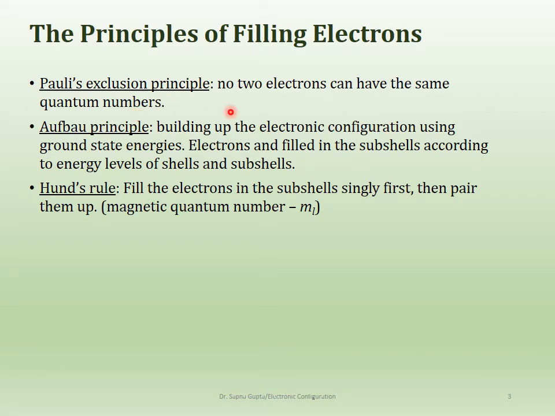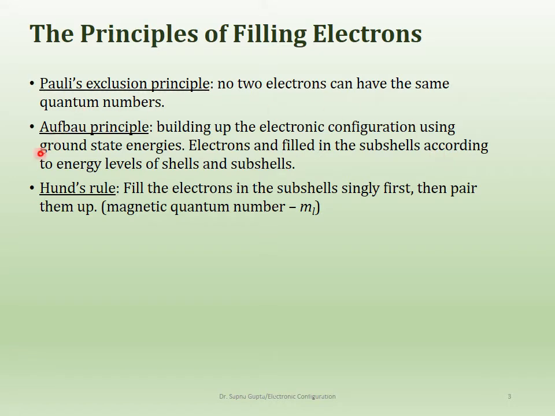Then there is the Aufbau principle, which is building up the electronic configuration using ground state energy. That really just means you fill the lower energy electrons first, and then you go on to fill the higher energy electrons. As we start filling out electrons, you will see that it is pretty easy to do.